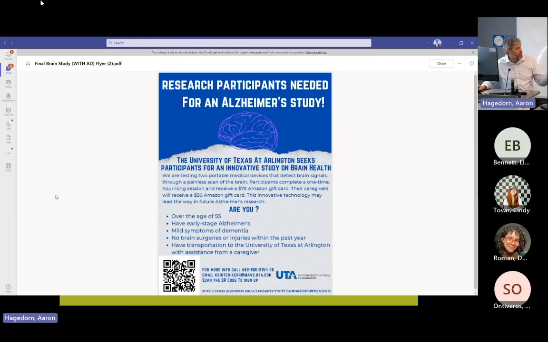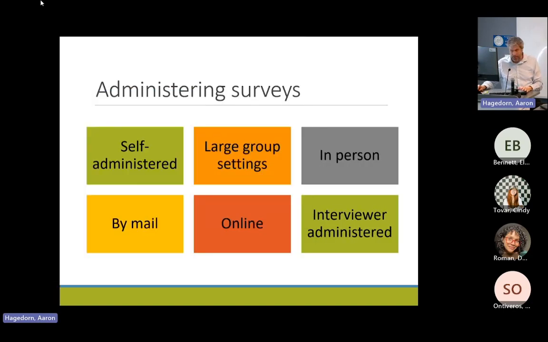So this increases the response rate. By putting up a flyer like this, maybe 1% of people would respond, but anyone who knows someone that qualifies, with that kind of money on the line, you'll get a much higher response rate.